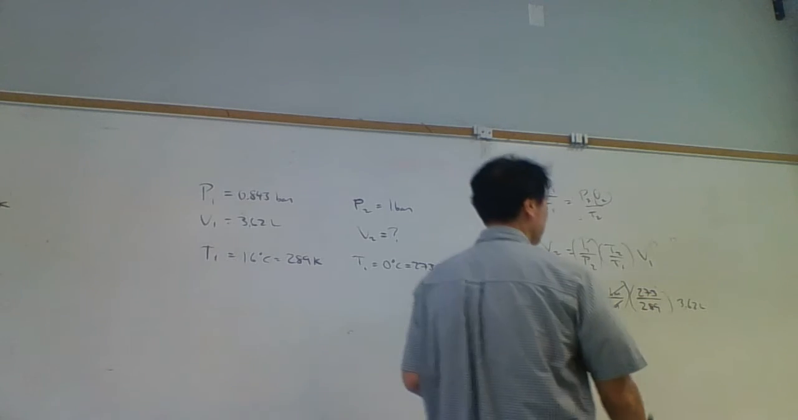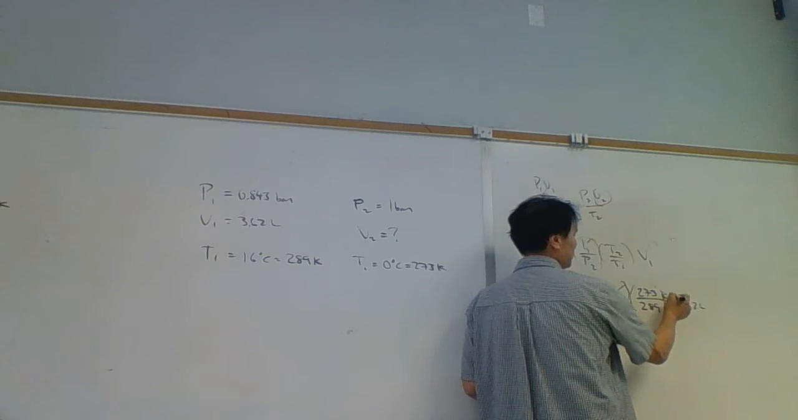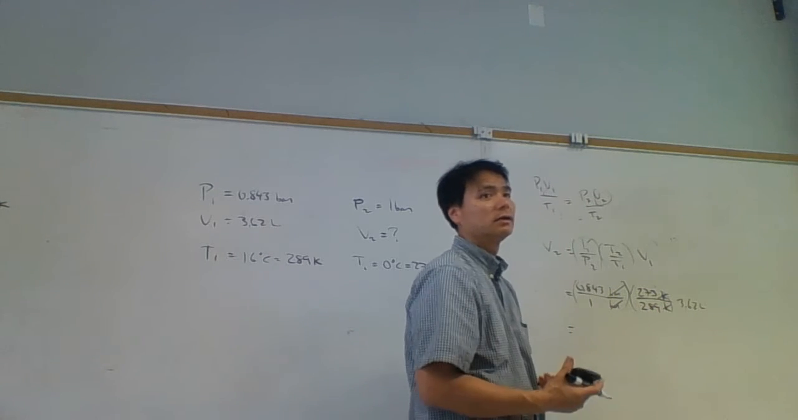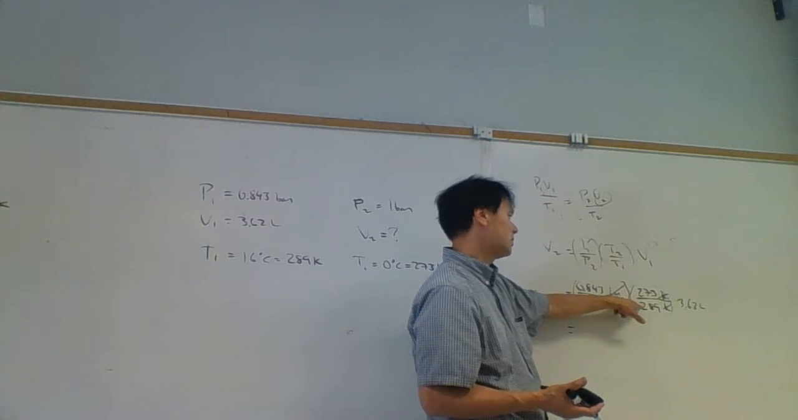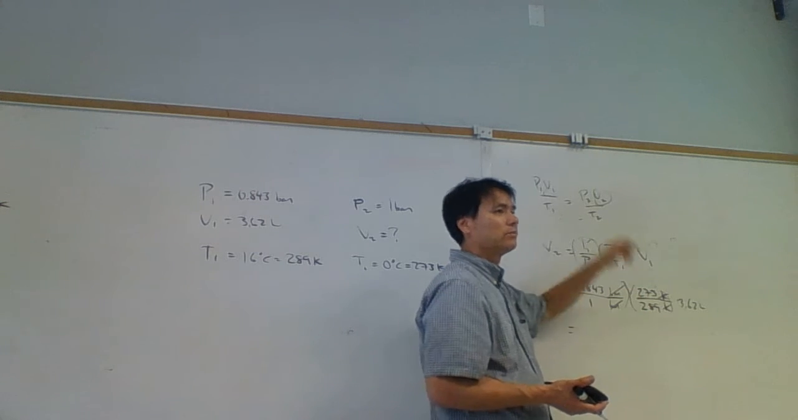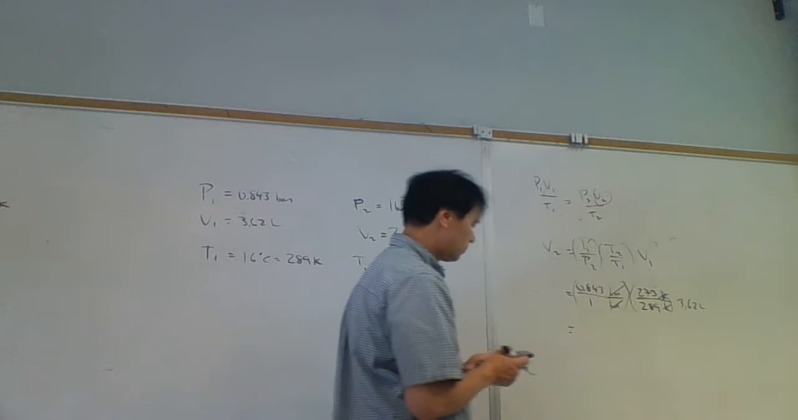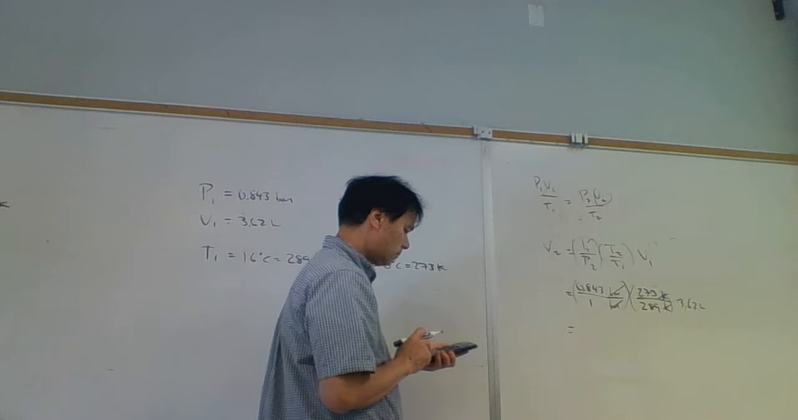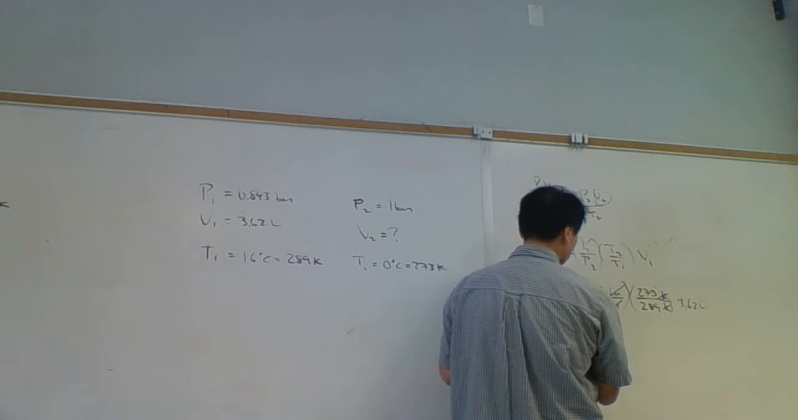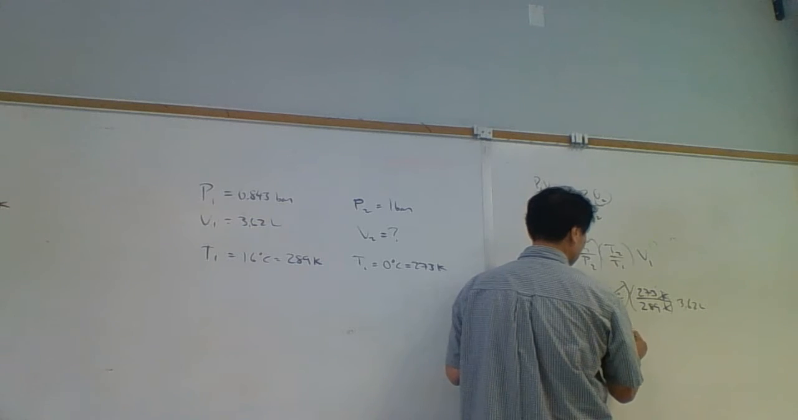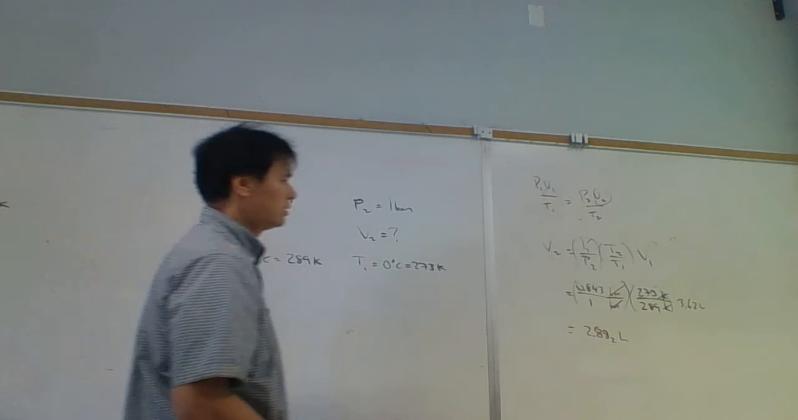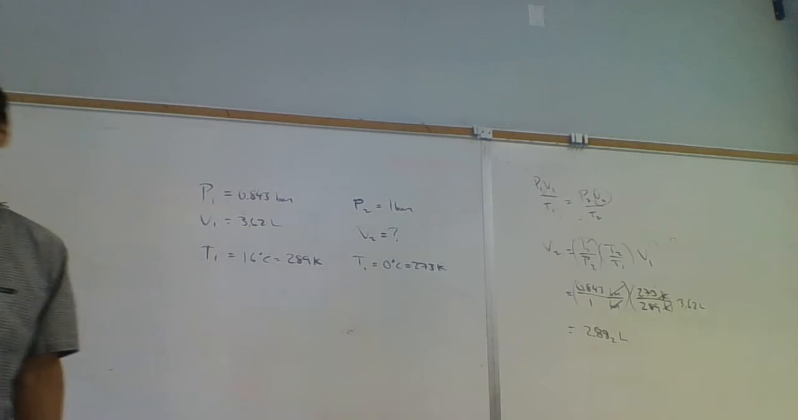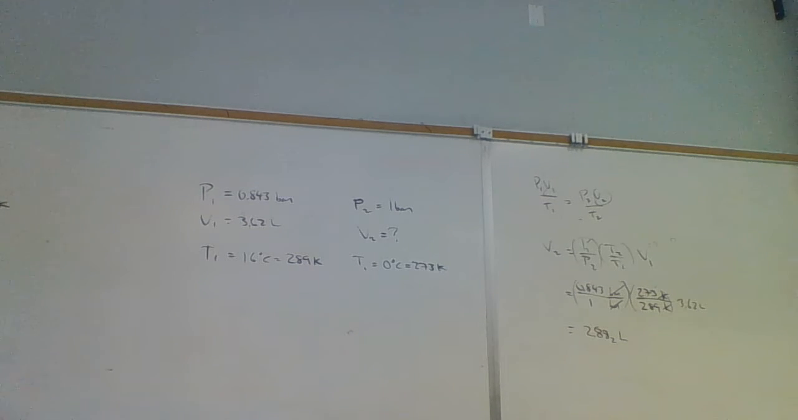Even though the units here, Kelvin cancels out Kelvin, it has to be in Kelvin. This won't work in degrees C. So for example, if you had 0 degrees C in the denominator, then this fraction would be infinite. Which isn't right. So 273 divided by 289 times 3.62 is 2.882. And so if you increase the pressure and decrease the temperature, the volume should contract. And that's what we see here. 2.882, which rounds to 2.88 liters.